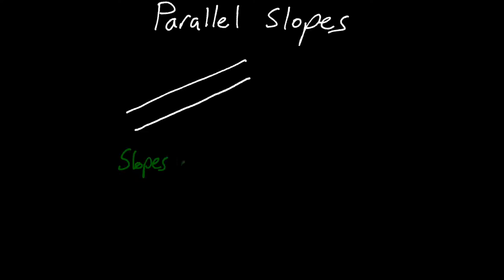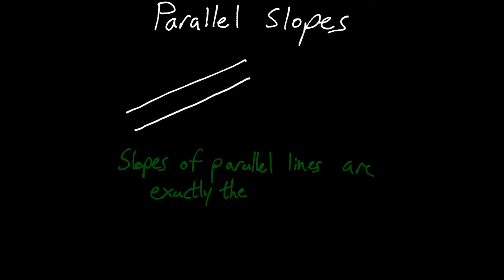Slopes of parallel lines are exactly the same. So if this slope would be, let's just say, 1 over 2, then the bottom parallel line would have 1 over 2 as their slope as well.